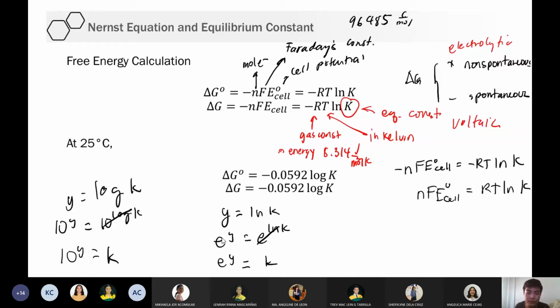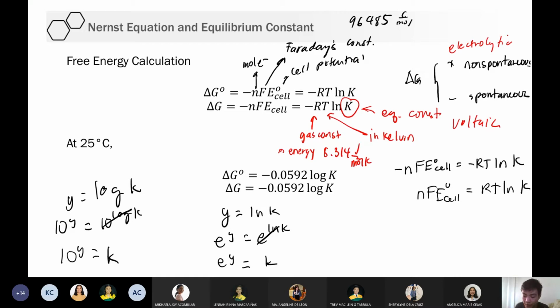So if you know your algebra very well, this must not be new to you. Pero if hindi nyo feel yung algebra nyo nung senior high school, that's okay lang kasi binigay ko na. Okay? But take note of the subtle difference. No? Ang log ay base 10, ang ln ay base e. No? Log base e yan. Okay?